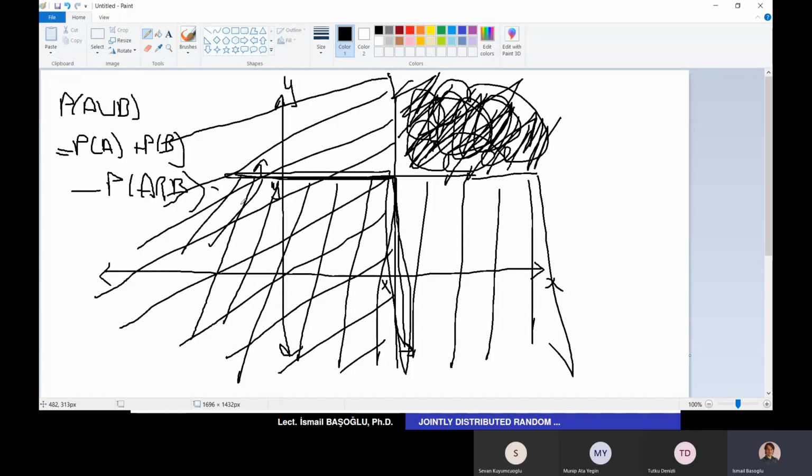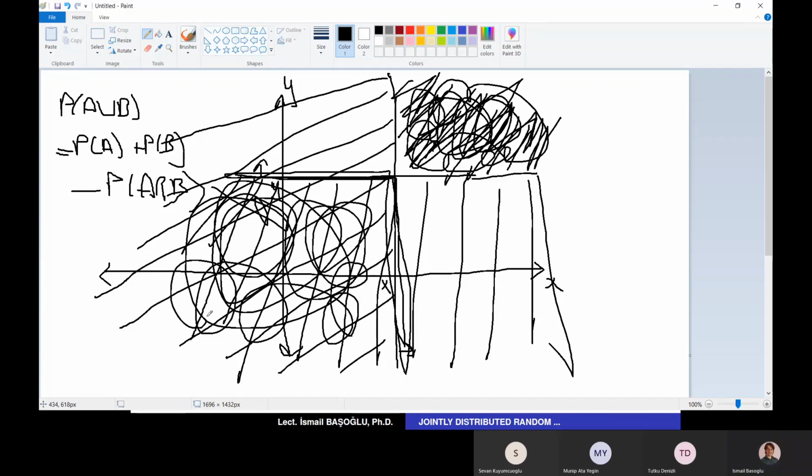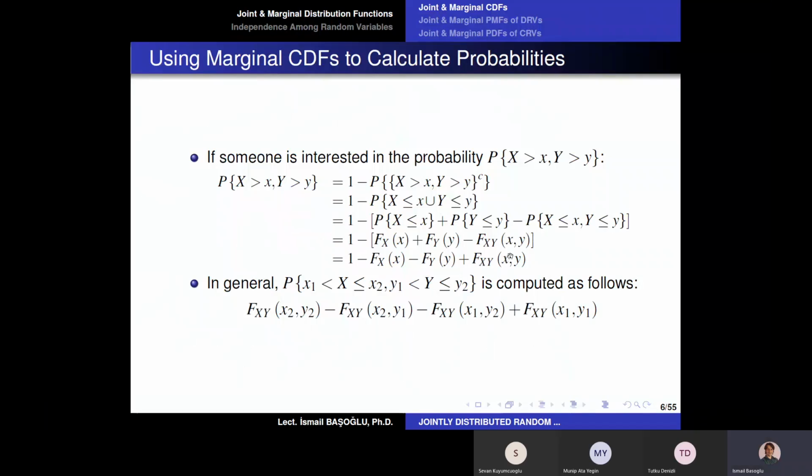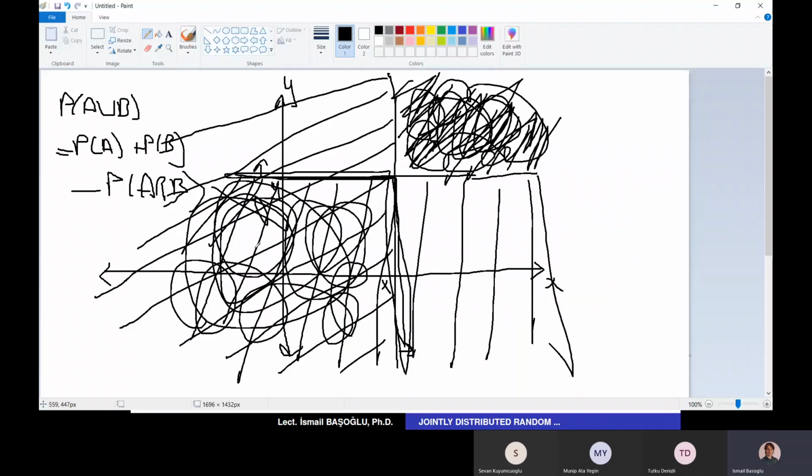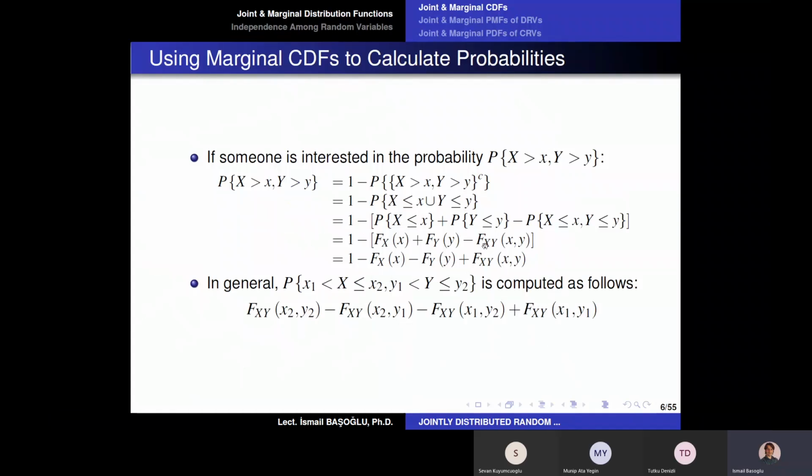Therefore, I am going to add the probability of that region once more, which is added here. The joint CDF, where x is less than or equal to x and y is less than or equal to y at the same time. So I need to add this part once. And that is how I calculate such probabilities with the joint CDFs. So this means with joint cumulative distribution functions, basically, my friends, you can compute any probability.